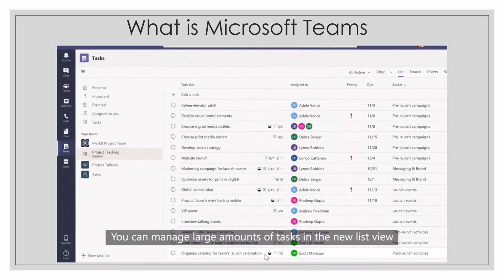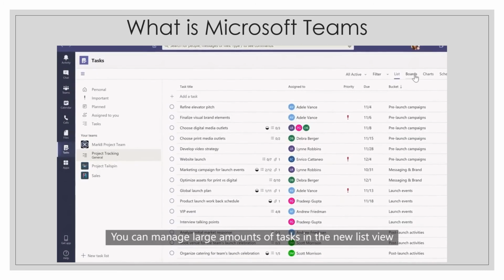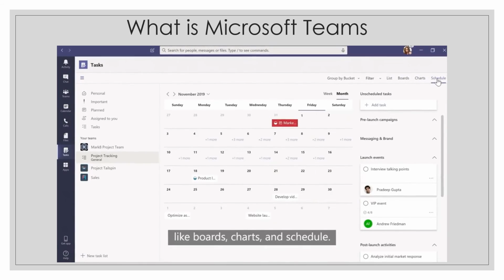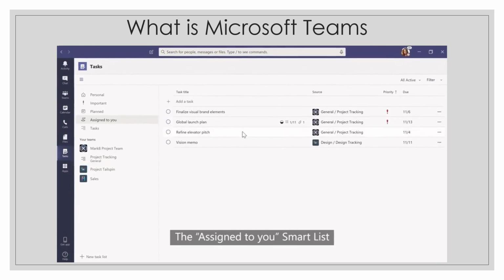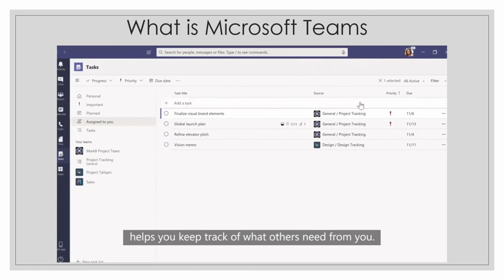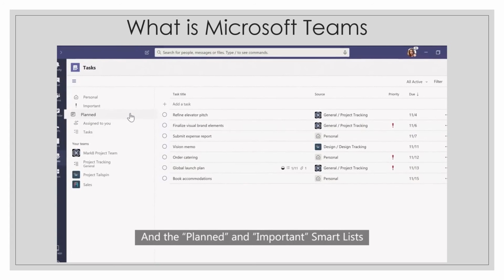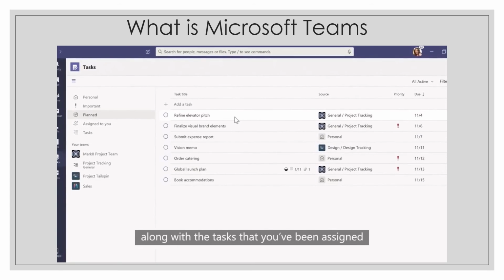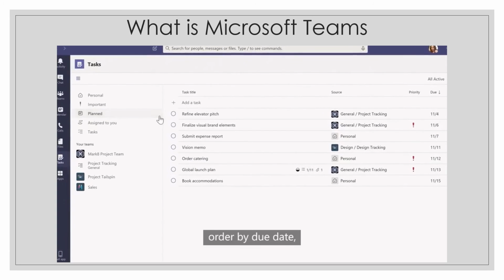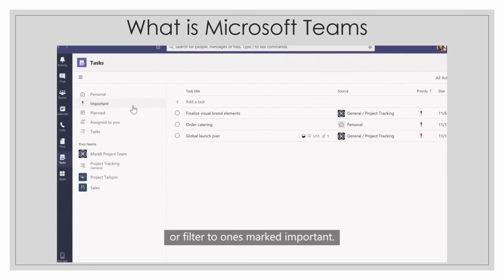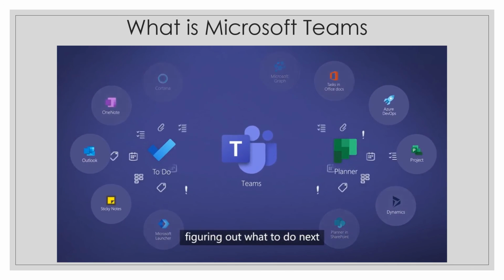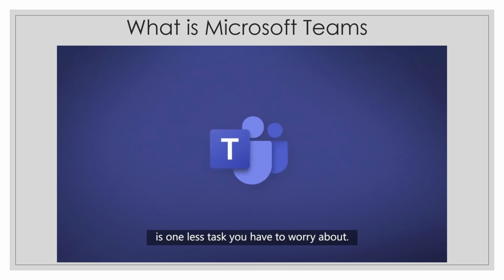You can manage large amounts of tasks in the new list view, or in other powerful Planner views like boards, charts, and schedule. The Assigned to You Smart List helps you keep track of what others need from you. And the Planned and Important Smart Lists combine your personal to-dos along with the tasks that you've been assigned, allowing you to manage all of your responsibilities, order by due date, or filter to ones marked important. Thanks to Tasks in Teams, figuring out what to do next is one less task you have to worry about.